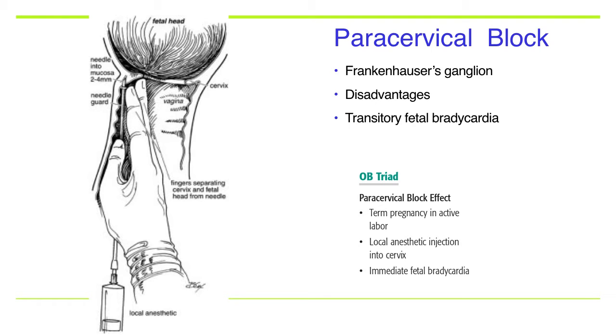Paracervical block. This is a mode of conduction anesthesia that involves bilateral transvaginal local anesthetic injection to block Frankenhauser's ganglion lateral to the cervix. It is administered in the active phase of labor. Disadvantages include temporary high levels of local anesthetic in the uterus, which may lead to transitory fetal bradycardia, which is managed conservatively.